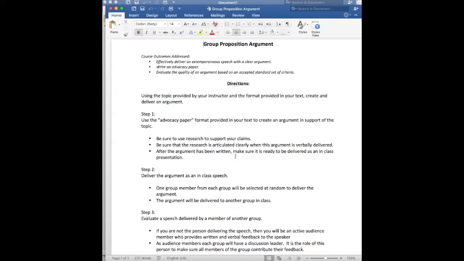Eventually you're going to be writing a paper for yourself individually around a claim of policy, and you're also going to be delivering that particular content from that paper as an advocacy speech individually. So this is designed to help you get really familiar with how to do all of that.